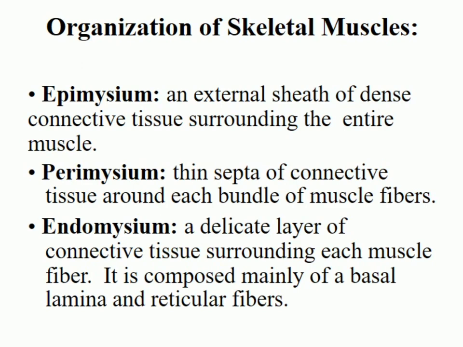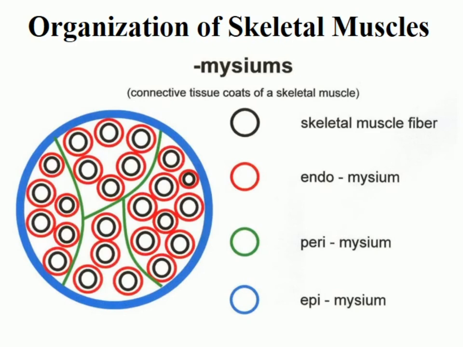Epimysium covers the entire muscle. Perimysium covers a bundle of muscle fiber. And endomysium covers one fiber. So endomysium, a delicate layer of connective tissue, surrounds each muscle fiber. So epimysium covers the whole muscle, perimysium covers a band of muscle fiber, and the endomysium covers only a single muscle fiber. It is composed mainly of basal lamina and the reticular fibers. So this is what I was explaining.